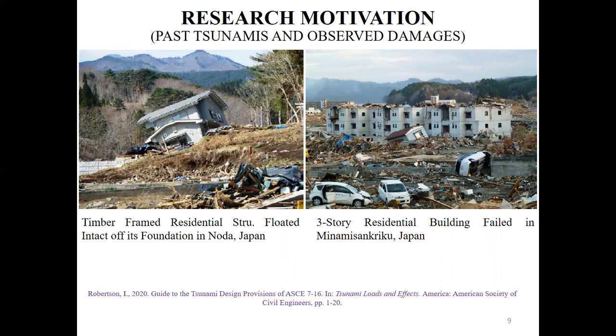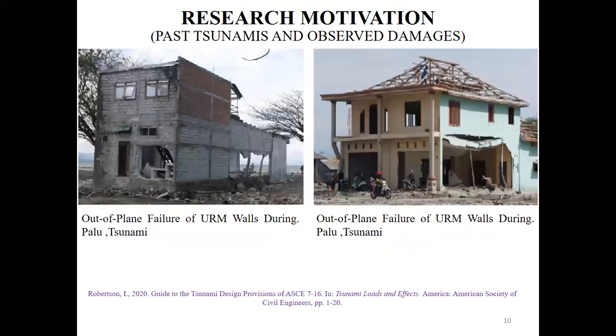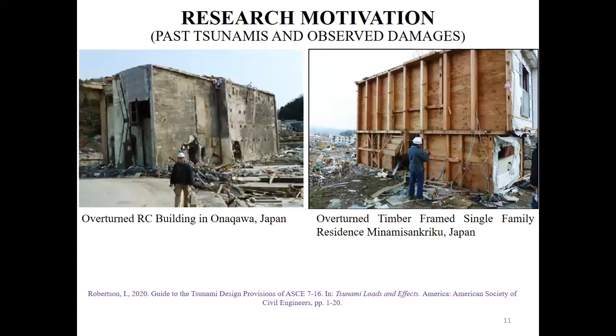As you can see, some damages caused by the tsunamis: the timber framed residential structure floated, the 3-story residential building failed, out of plane failure of unreinforced masonry walls during tsunami, overturned reinforced concrete buildings, and overturned timber frame single family residence.